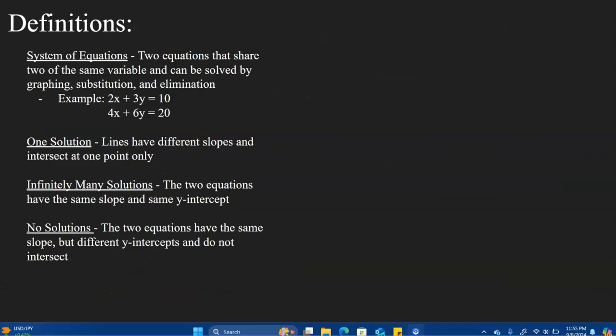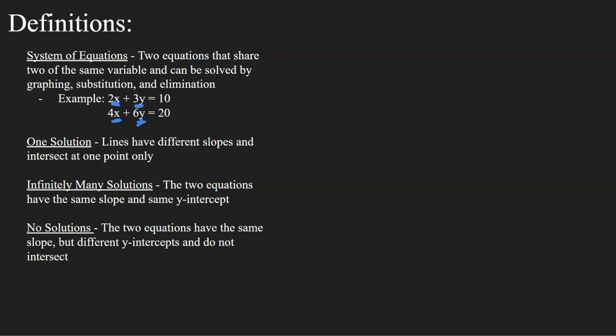Alrighty, some important words and definitions are a system of equations: two equations that share two of the same variables and can be solved by graphing, substitution, and elimination. Today we're obviously just focusing on elimination. As you can see, this example one has the x, and that other equation has the x, and then there's a y and a y, making them a system of equations.